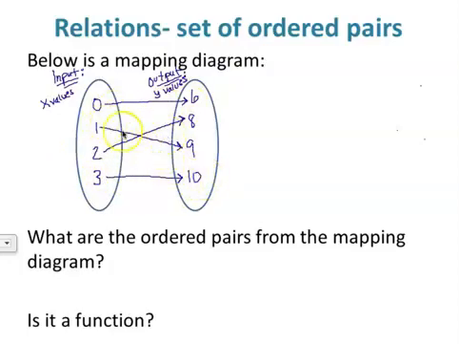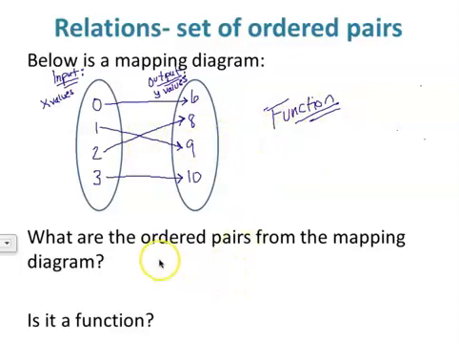Because each of our inputs has only one corresponding y value or output, this is an example of a function. This is a function because for each of our inputs, there's only one output.